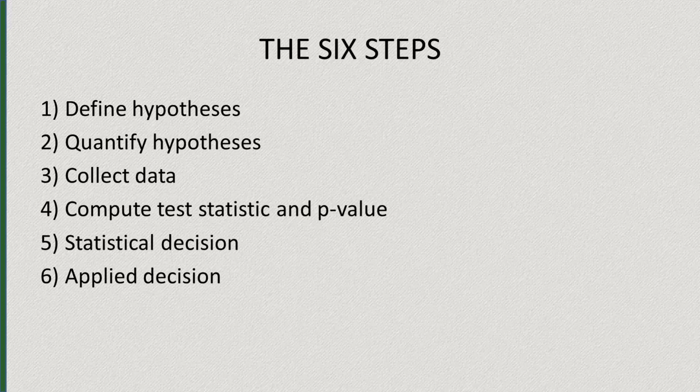But the 4th step in that process, obtaining the test statistic and p-value, is something that we intuitively knew about but need some technical detail on. And that's our focus in this video. How explicitly do we come up with that test statistic and p-value?